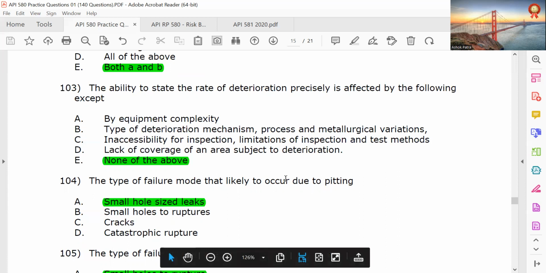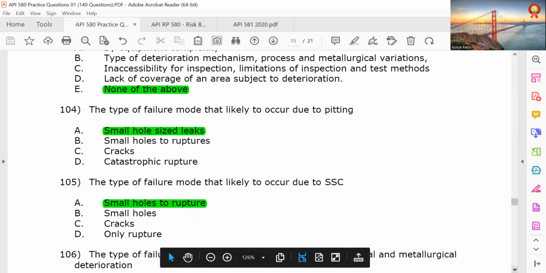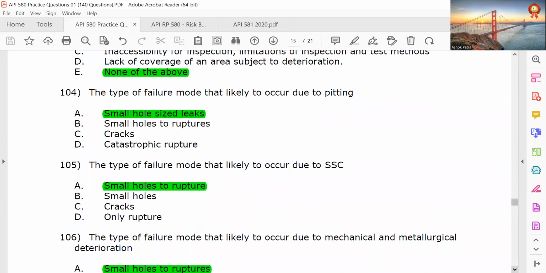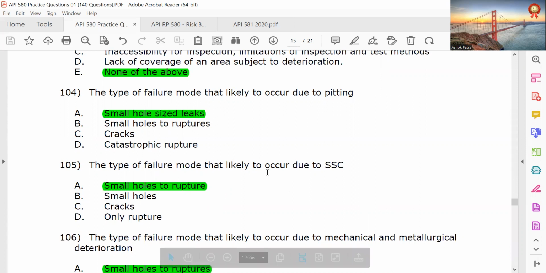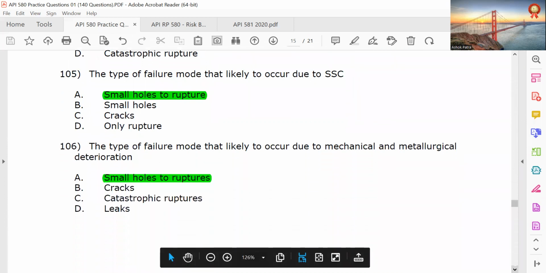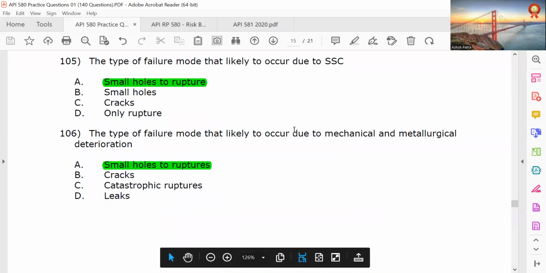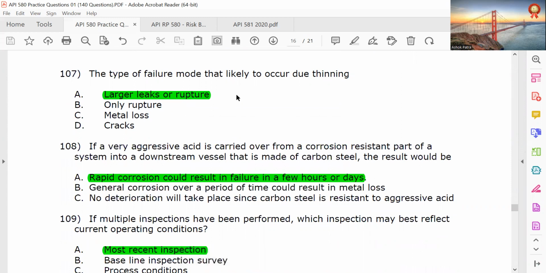The types of failure mode that are likely to occur during pitting: small hole size leaks. The types of failure mode likely to occur due to SSC: small holes to rupture. The type of failure mode likely to occur due to mechanical and metallurgical deterioration: small holes to ruptures. The type of failure mode likely to occur due to thinning: larger leaks or rupture.